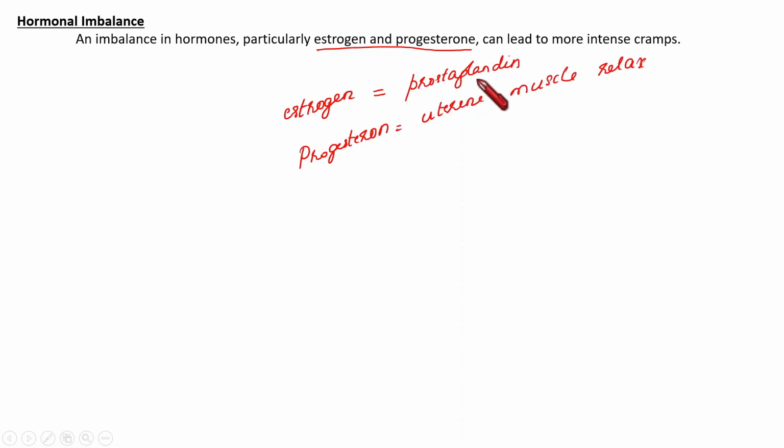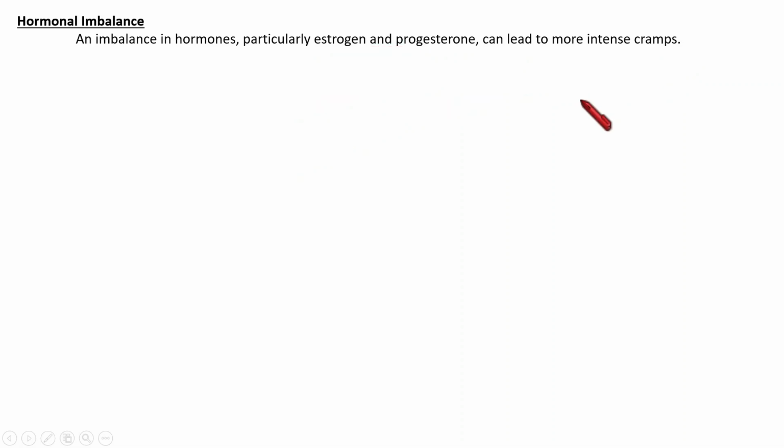So, by that way, women get intense menstrual cramps. So that is explaining here a hormonal imbalance also. Imbalance between estrogen and progesterone also can bring about intense cramps.